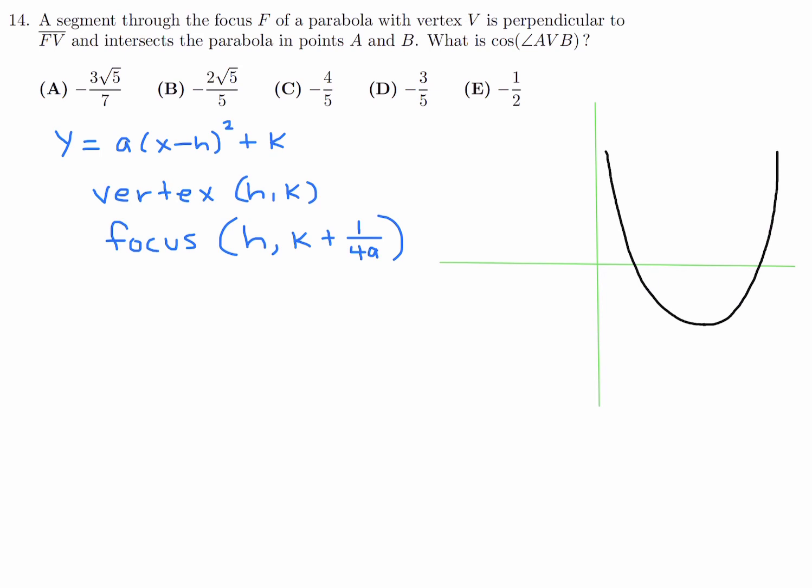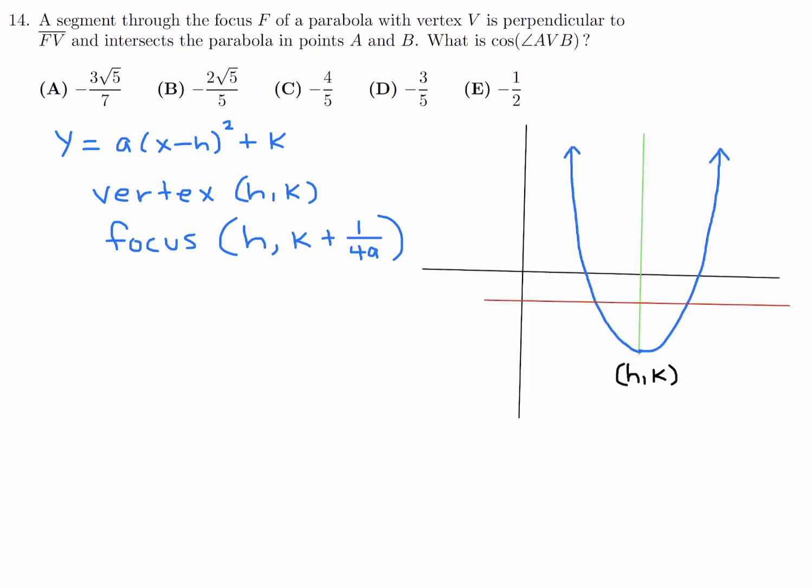and obviously the very bottom is your vertex right here, so that's (h, k). The focus, as you can see from the nature of that coordinate, is going to have the same h coordinate, well, x coordinate I should say. So let me just draw this properly. The focus is right here, and that's going to be, in our case, h and k plus 1 over 4a, like this.